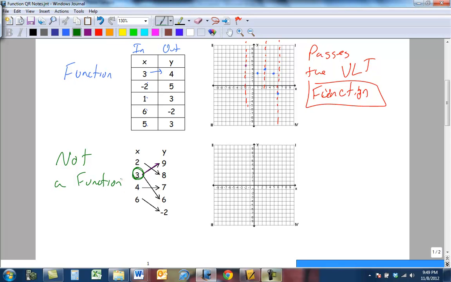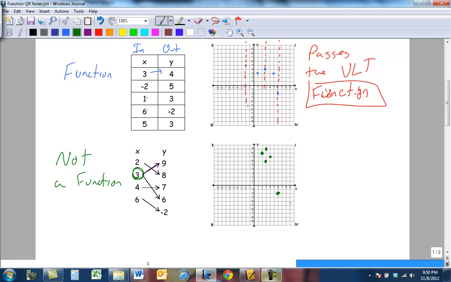All right. Now, again, let's look at this visually. If I plotted these points, I got the point 2, 8, right? Because when you put in x is 2 and 8 comes out. We got the point 3, 9. And we got the point 3, 6. We got the point 4, 7. And we've got the point 6, negative 2.